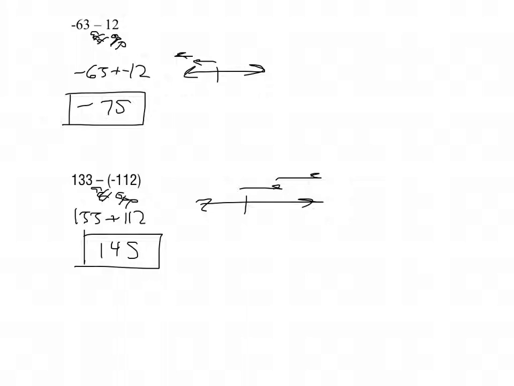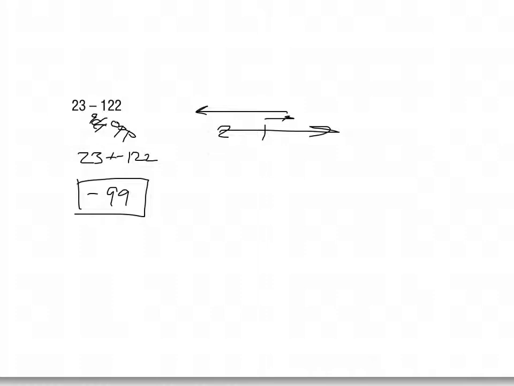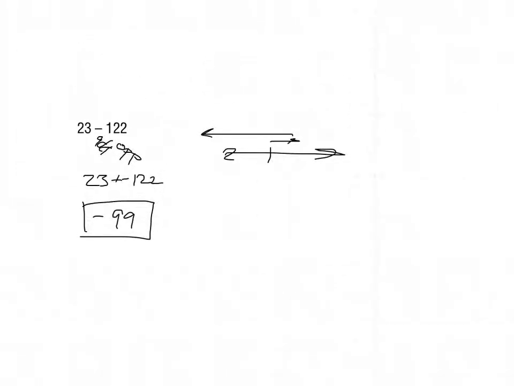Looking at this one, adding the opposite, change it to add a positive 112, so 133 plus 112, two positive arrows. This is something we've been doing for a long time. Quick check on my math here. This should be 245. And finally, the last one, we have 23. Add the opposite, so add a negative 122. Thinking about this, this is two arrows in opposite directions. Way more negative than it is positive, so we end up with negative 99.